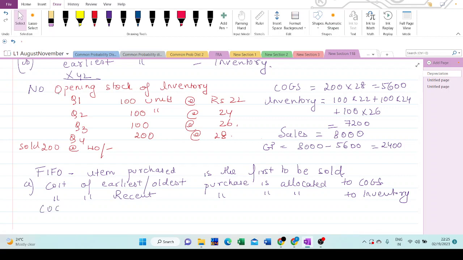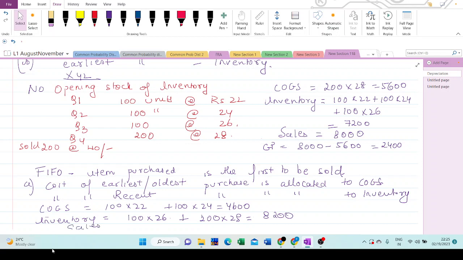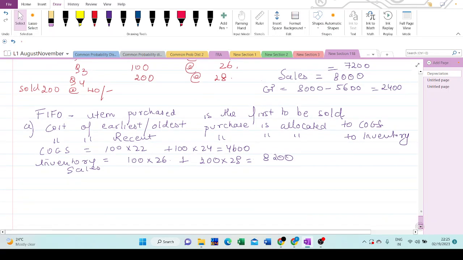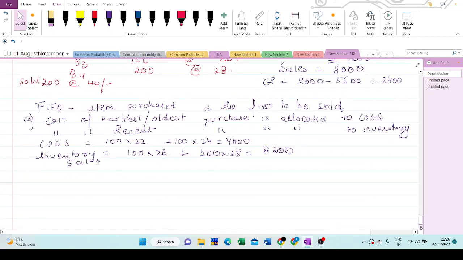So my COGS would be 4,600. 100 into 22 plus 100 into 24, which is 4,600. And the cost of the recent purchases would be allocated to inventory, that is 100 into 26, right, plus 200 into 28. So 200 into 28 is 56. 56 plus 26, how much is that? 22. 8,200, right? Your sales would remain the same. Just a second, guys, let me scroll down. Yes, so your sales is 8,000 only. 200 into 40, 8,000, right? So your GP is sales minus COGS, which is 8,000 minus 4,600. How much is that? 3,400, right? So in LIFO we had a gross profit of 2,400, and under FIFO we had a gross profit of 3,400, right?